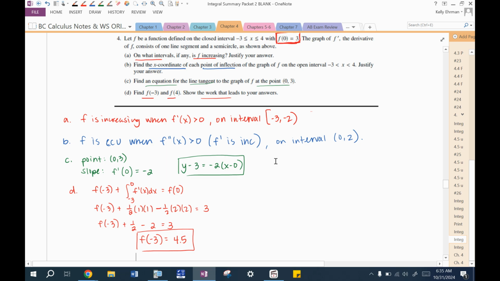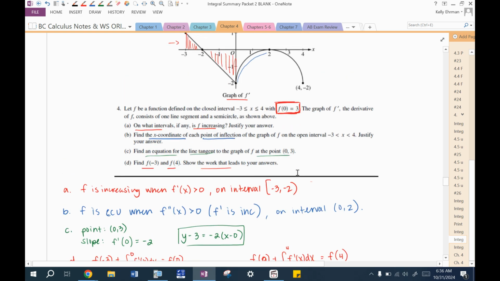And then what about f of 4? So f of 4 is to the right of f of 0. So this one's going to be start at f of 0, add the change in position from 0 to 4 of f prime of x dx. Make sure that you're using the right notation too. If you're not writing dx's here, then your work is not right and you're not getting credit for it. That would land you at f of 4. F of 0 is 3.